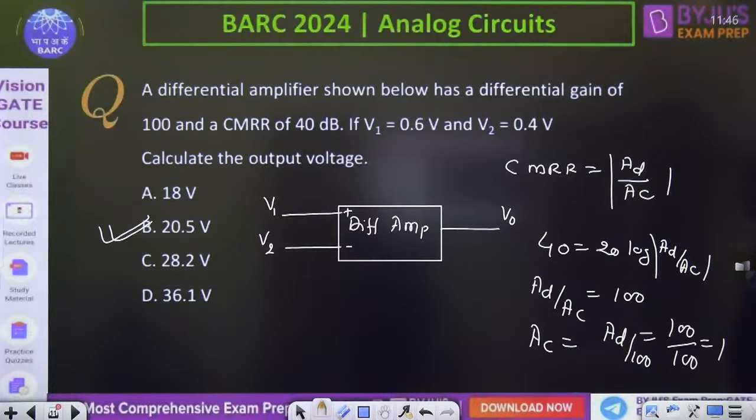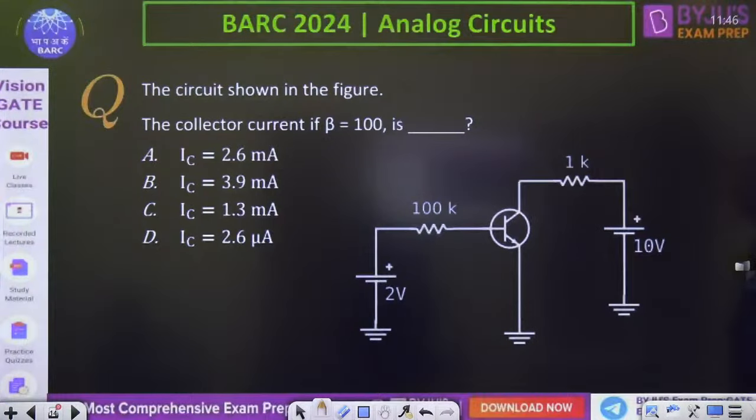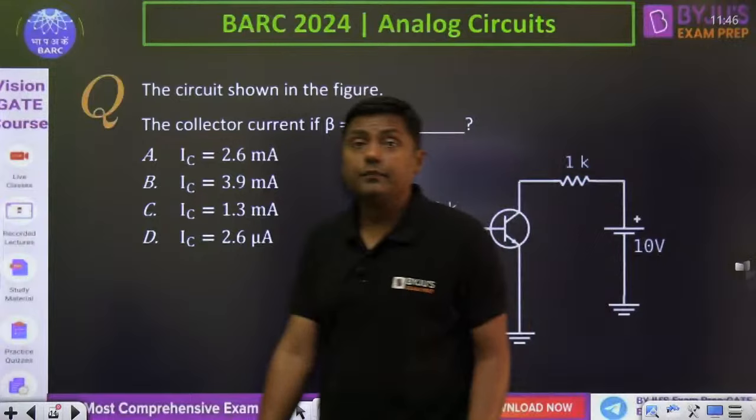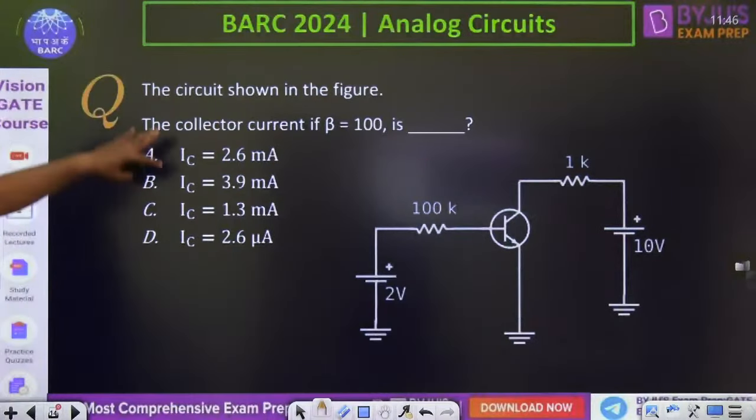Next one, this one is the differential amplifier. It is over. Third question. We just made this. Calculate the output voltage. Already we have calculated now. The circuit shown in the figure, the collector current, beta is 100. It may be an easy question, but you must not make a calculation mistake.